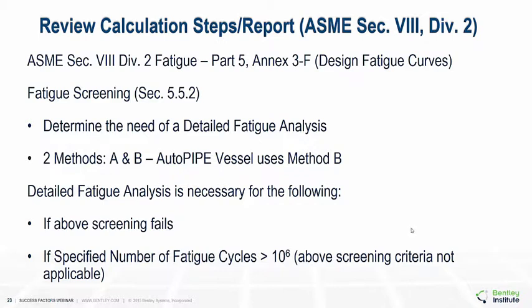The first step in fatigue analysis following Division 2 is the fatigue screening step performed according to Section 5.5.2. Basically, the need for performing a detailed fatigue analysis is first assessed by performing the screening step. There are two methods in the code, A and B. Method B is used in the program. Detailed fatigue analysis is necessary when the screening fails or the specified number of cycles is more than 1 million, for which the above screening criteria is no longer applicable.